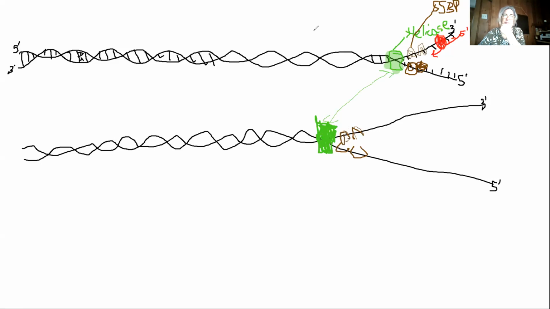And now primase is going to be finished copying all of this, right? So it would have made A with T, G with C, A with T, G with C. And now the primase is sitting here. Or sorry, polymerase.